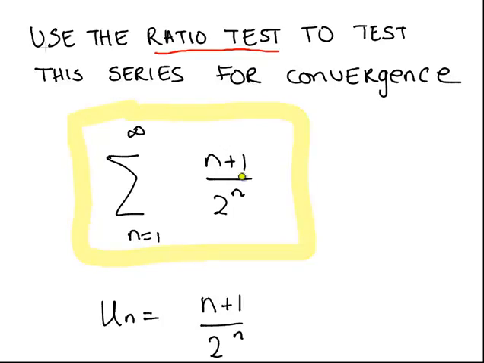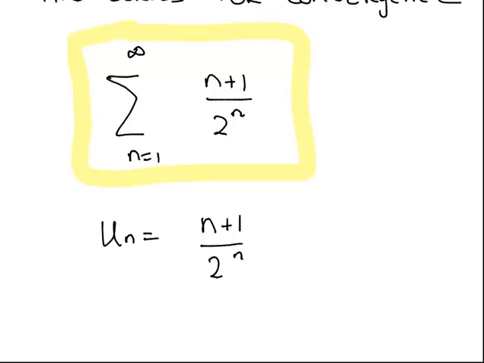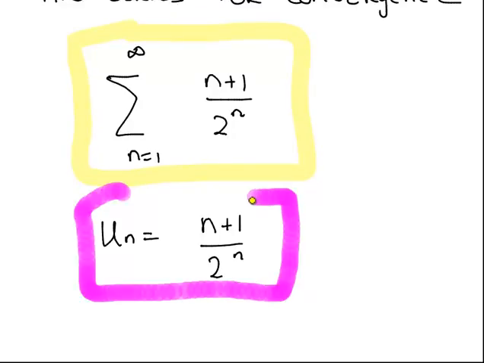And the general term is n plus 1 over 2 to the power of n. So it is quite important to be able to pick out this general term, u of n. What we're going to do is test this for convergence. So let's move along on that series, and let's go down here.